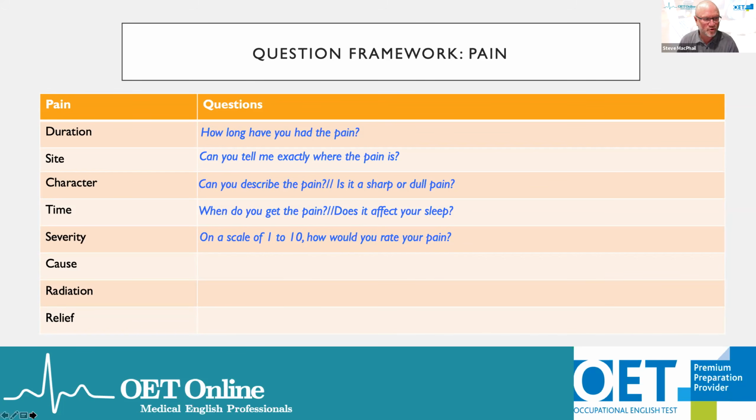Okay, we've still got cause, radiation, and relief. We've got 3 more questions to go. So cause, what are you going to do? Maybe you can use the word trigger, everyone. Rana says, can you grade your pain on a scale of 10? Yeah, you could use grade. I think rate's a little bit better, but the next one, Vadeep says, what seems to trigger your pain? Excellent, Vadeep. That's really good.